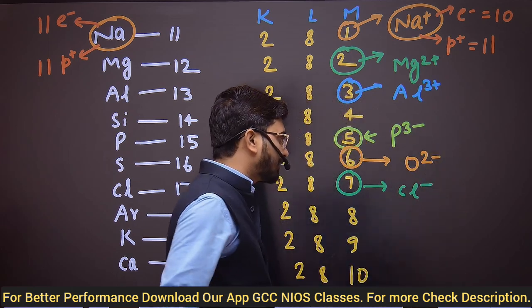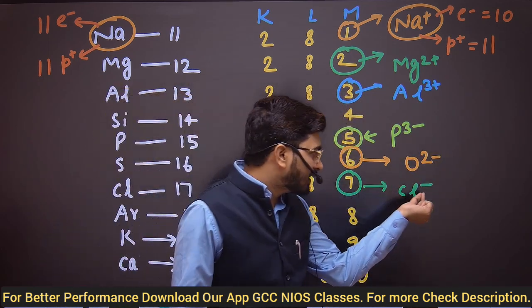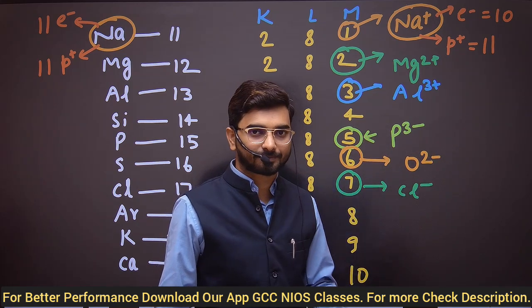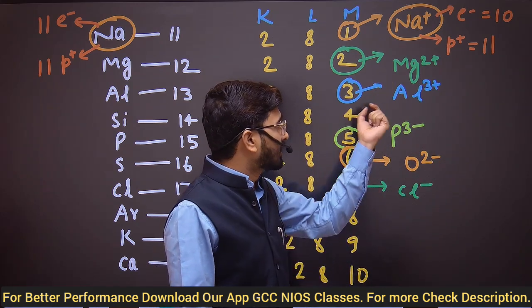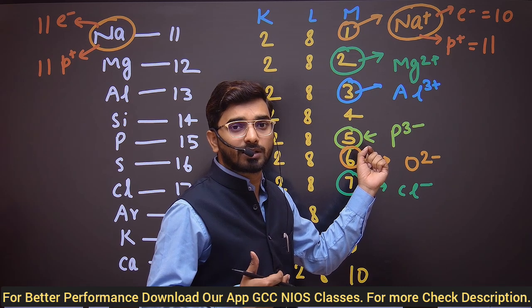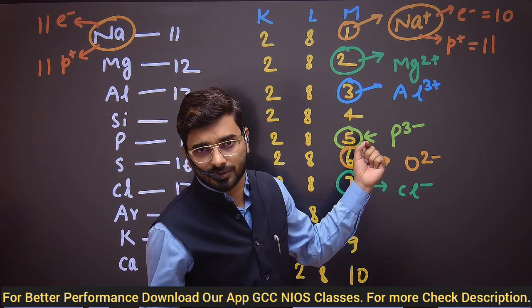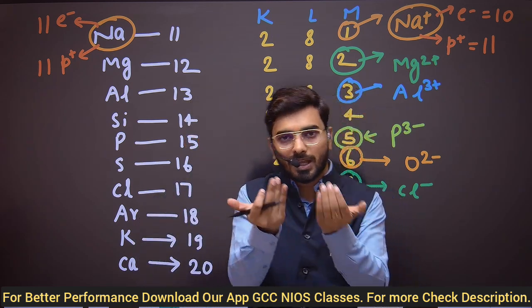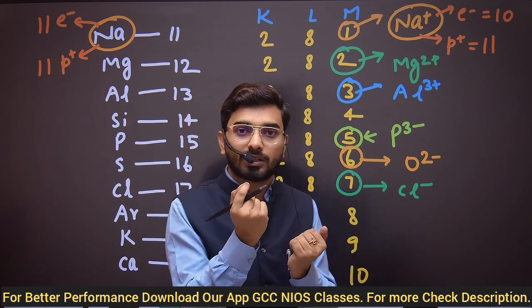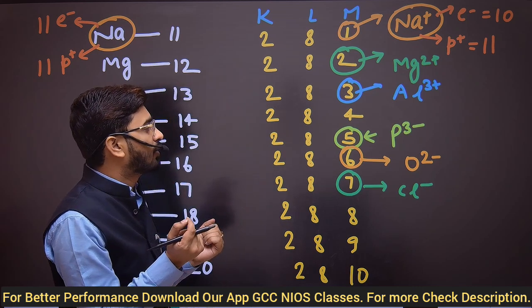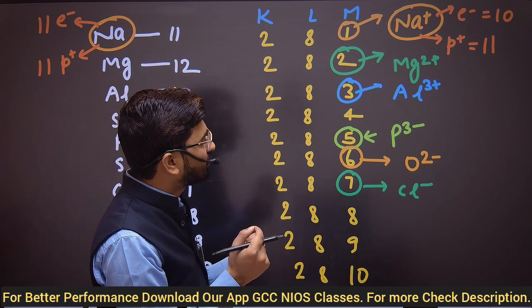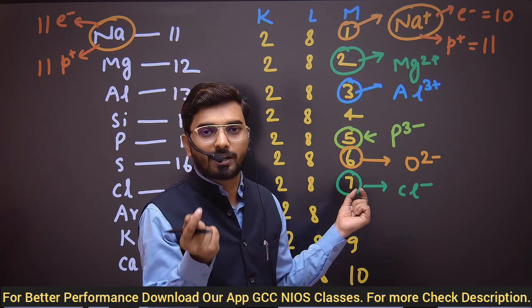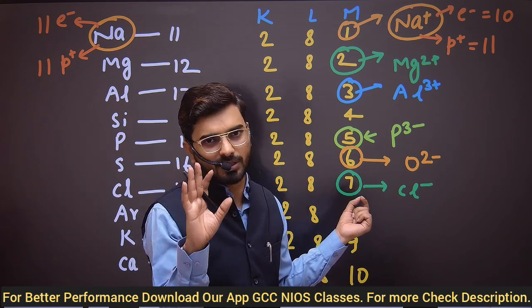Minus means what? Whenever minus is written here, it means the element accepts electrons from others. Plus means the element donates its own electrons to someone. So plus means donor, minus means acceptor, and the number written here, O2 minus, Cl minus, it is the number of electrons that are transferred, that are moving, whatever you understand.